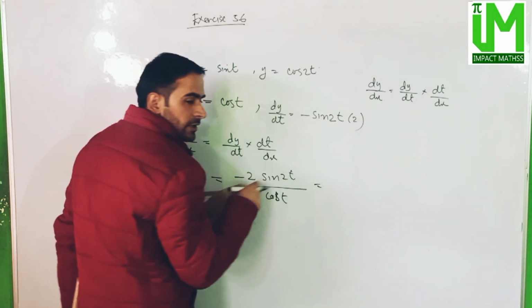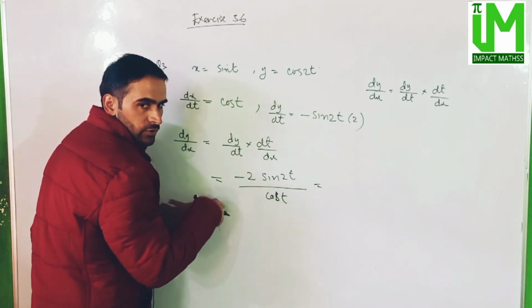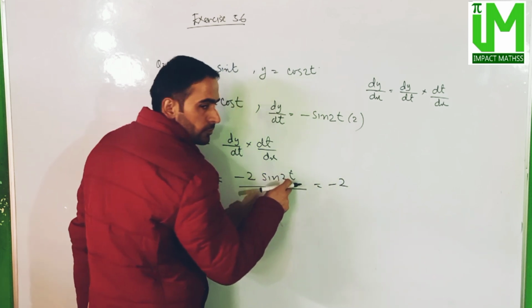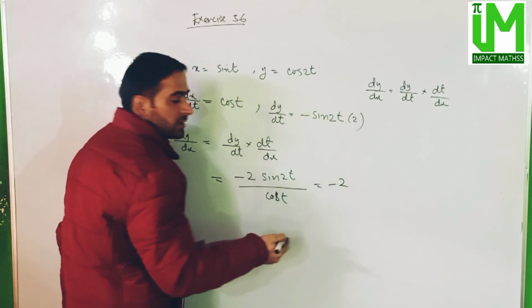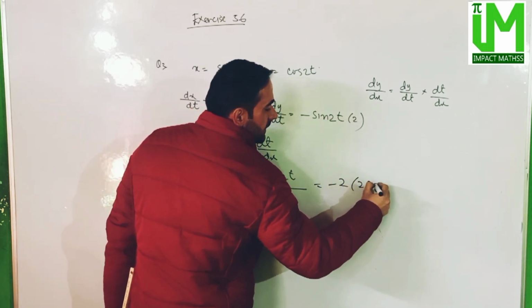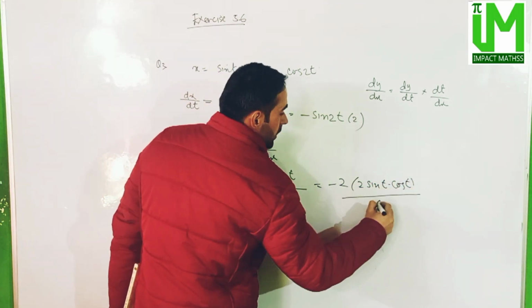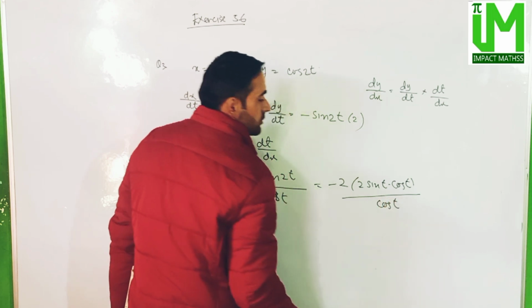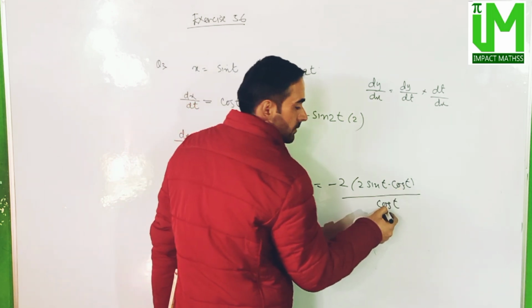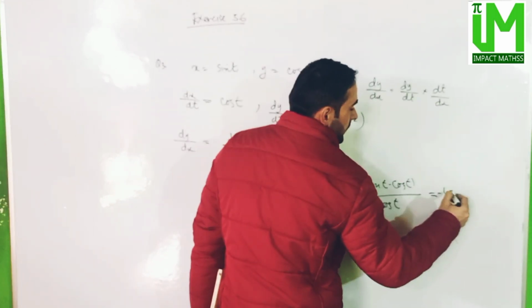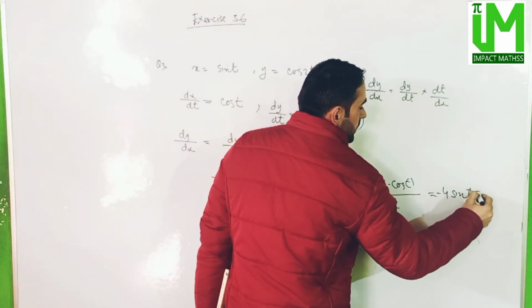So this is the answer, but if we wish to simplify it further, we can write this as minus 2 sin 2t, which is twice sin t cos t, divided by cos of t. Now cos and cos will cancel out, so we will be left with minus 4 sin t. Okay, minus 4 sin t.